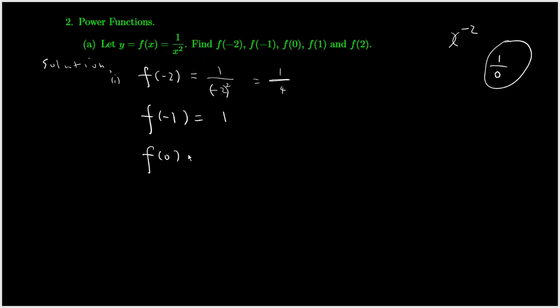It's not possible. Not possible is good, but a proper term is undefined, not defined. 0 is never allowed to be on the denominator. It's undefined. Okay, and then the value of the function at 1 is equal to 1 over 1 squared, which is 1, right? The value of the function at 2, I believe, is 1/4. Okay. The list can be going very long actually. But if you know how to compute these values, it's fine. Okay. And then we get the domain of the function.